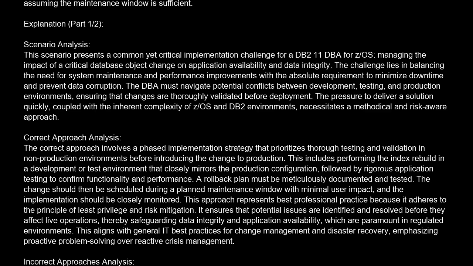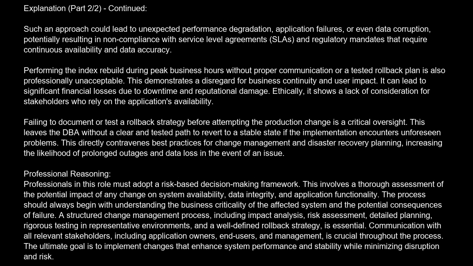Incorrect approaches analysis. Implementing the index rebuild directly in the production environment without prior testing in a representative environment is a significant regulatory and ethical failure. It violates the principle of due diligence and introduces an unacceptable level of risk to data integrity and application availability. Such an approach could lead to unexpected performance degradation, application failures, or even data corruption, potentially resulting in non-compliance with service-level agreements, SLAs, and regulatory mandates that require continuous availability and data accuracy.